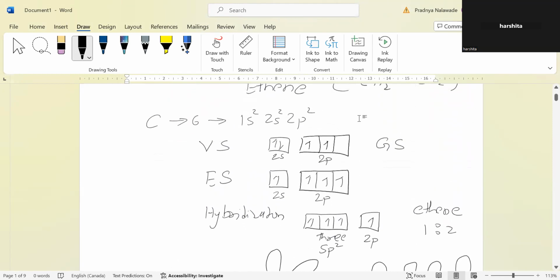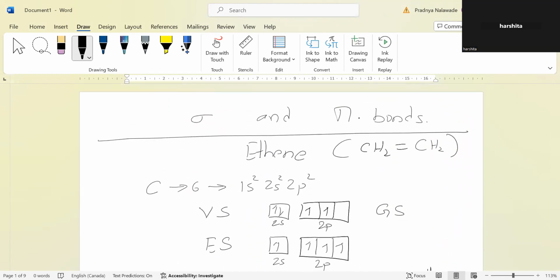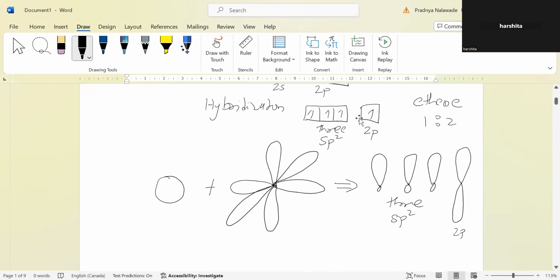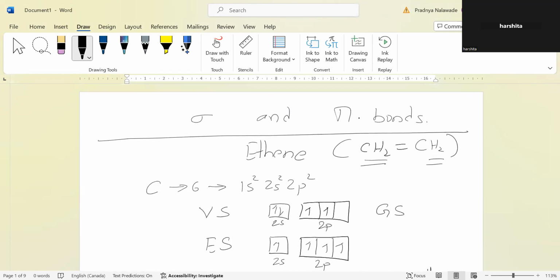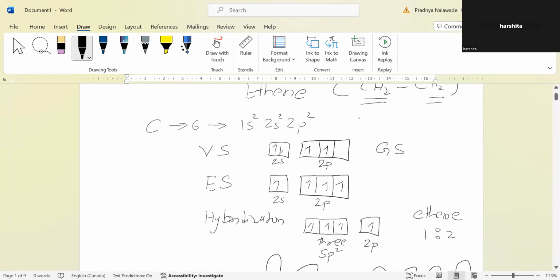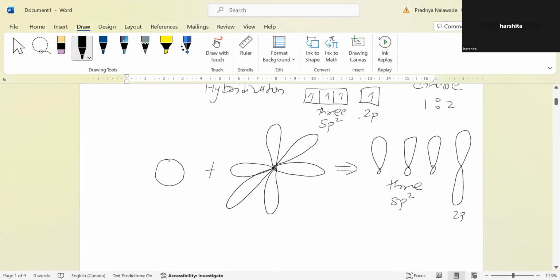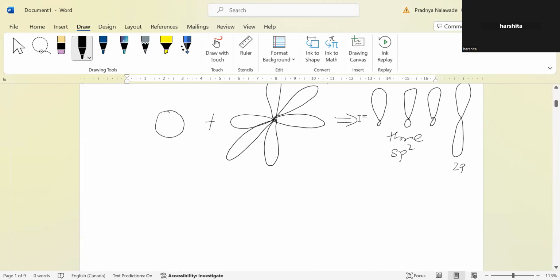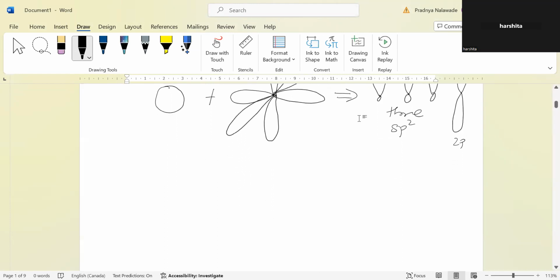Clear? Why did the 2p not participate? Because the availability of hydrogen was 1 is to 2, right? So because the hydrogens were not sufficient, carbon had to make a compromise, and that is the reason it decided to undergo sp2 hybridization. If there were a sufficient number of hydrogens available, carbon would have undergone sp3 hybridization. So we would have got four sp3 hybrid orbitals.